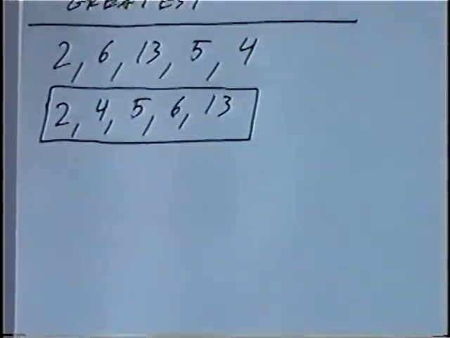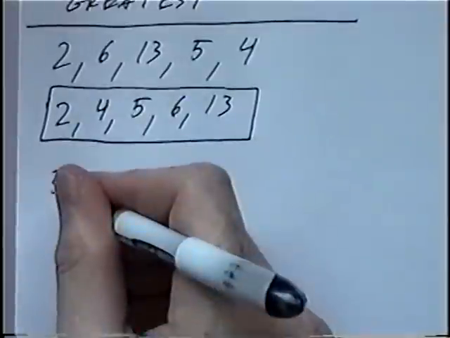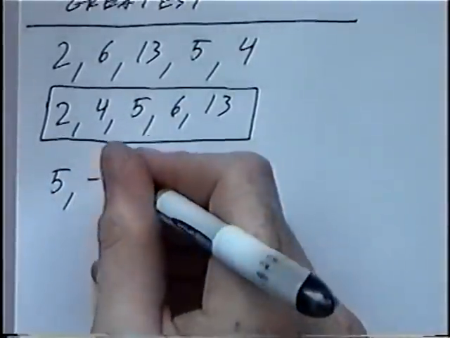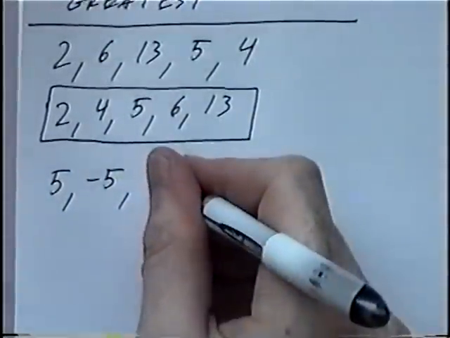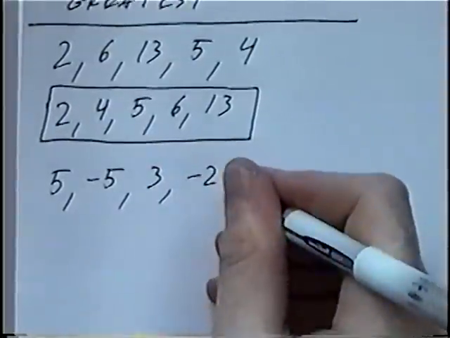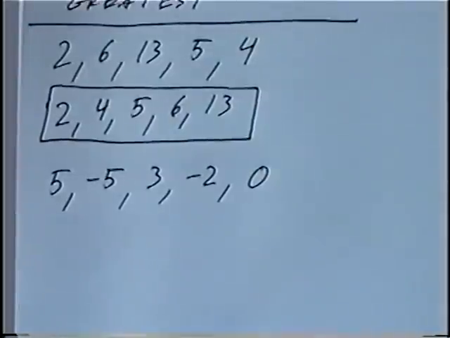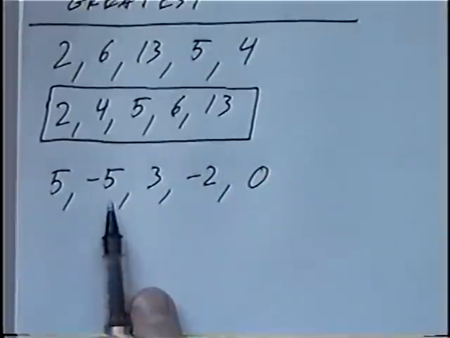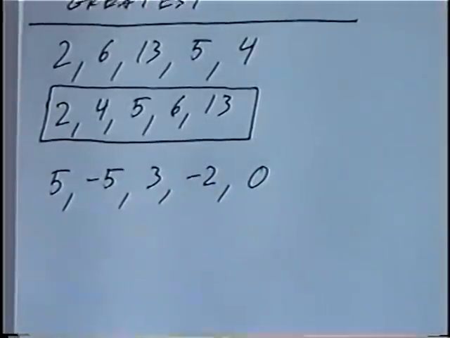Second question. The set of numbers is 5, -5, 3, -2, and 0. Again, we'll order from least to greatest. This time we have negative numbers, -5 and -2. Negative numbers are always smaller than any other number.